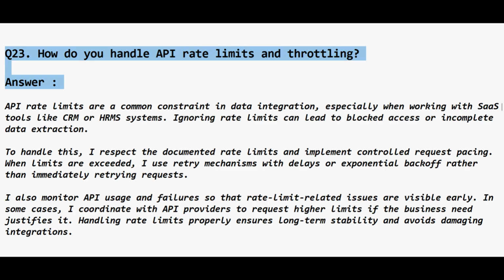When limits are exceeded, I use retry mechanisms with delays or exponential backoff rather than immediately retrying requests. I also monitor API usage and failures so that rate limit-related issues are visible early. In some cases, I coordinate with API providers to request higher limits if the business need justifies it. Handling rate limits properly ensures long-term stability and avoids damaging integrations.